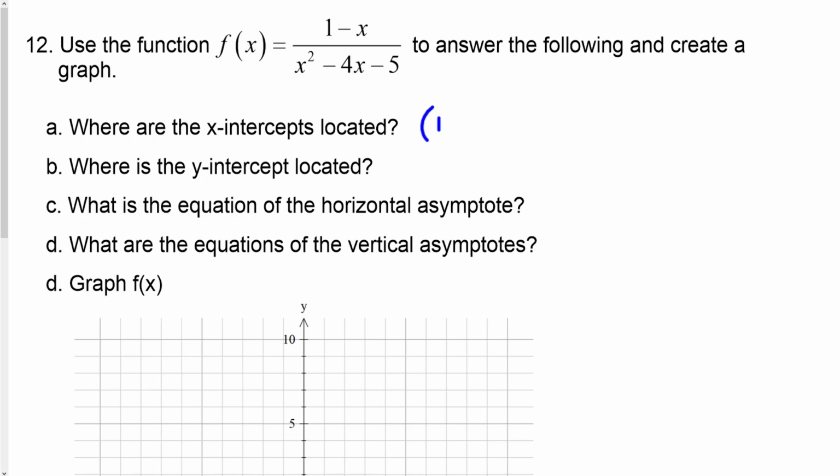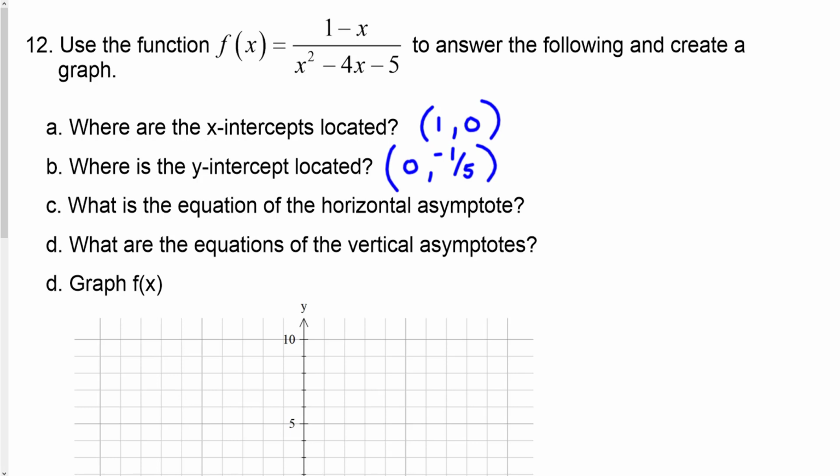So (1, 0) is my x-intercept. And there's only going to be 1 in this case because the numerator is degree 1. Where's the y-intercept located? Now if you take the ratio of the constant terms, the constant in the numerator is positive 1, the constant in the denominator is negative 5. So (0, negative 1/5) is the location of the y-intercept.